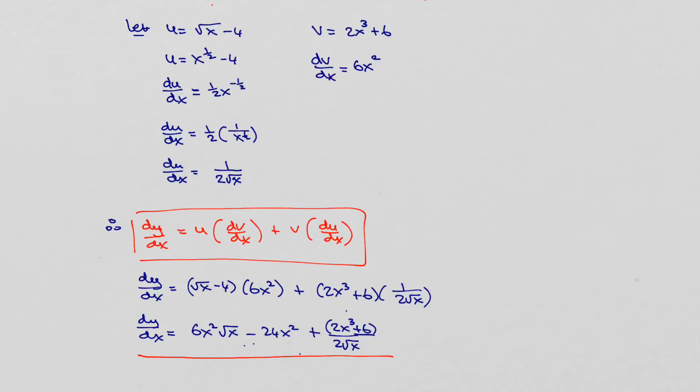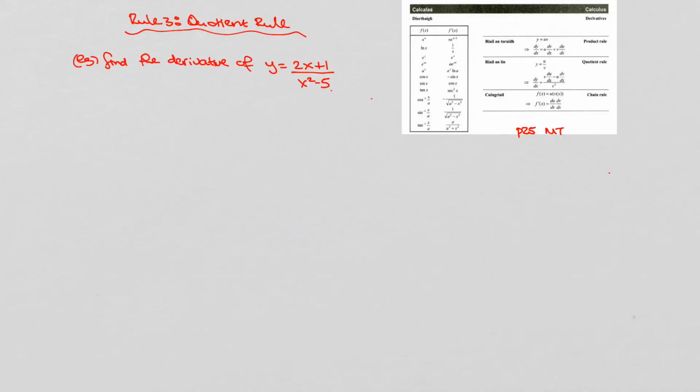Okay, so let's look at rule 3 then, where we're dealing with fractions or quotients. So rule 3 is the quotient rule. It's a bit like the product rule, where we had two functions in terms of x multiplied by each other. The quotient rule comes into play when we have two functions divided by each other. So in other words, two terms or two variables in x, one over the other.